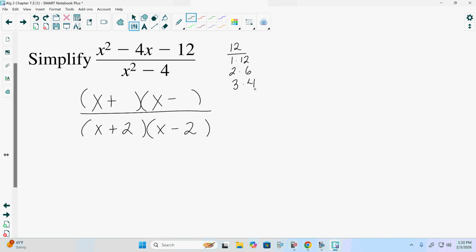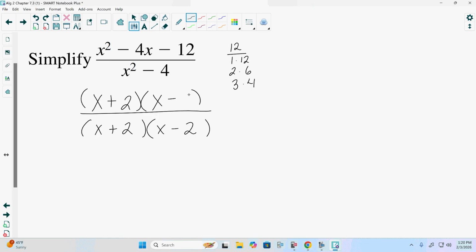Factors of the third term: 1 and 12, 2 and 6, 3 and 4. And if we're looking for the factors of 12, would we look at 1 and 12? No, because if we did 1 and 12 and those are the actual ones, nothing would simplify. I wouldn't have an x plus 2 or an x minus 2. No reason to look at that one. 3 and 4, again, we don't have anything in common.